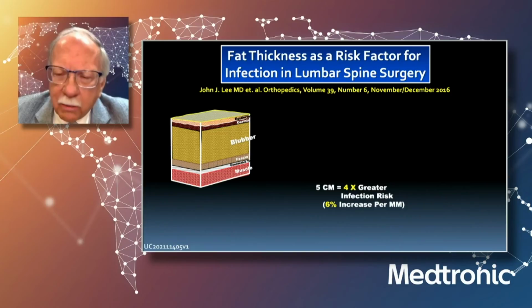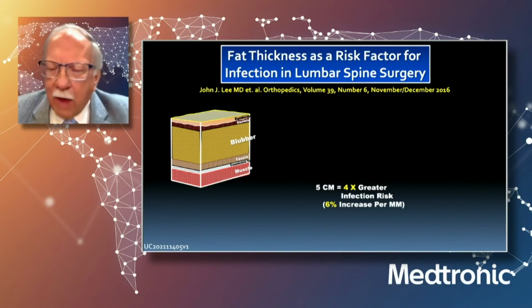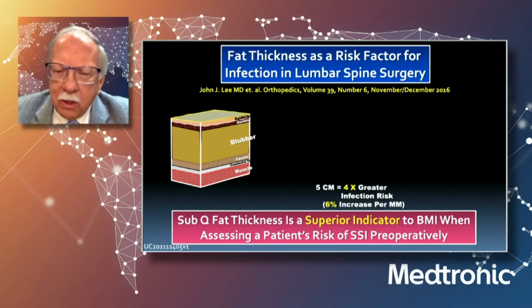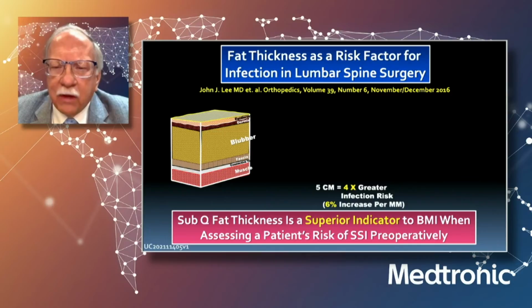So you want to pay attention and look at the patient's back, because a lot of times they may have a lot of centripetal fat on their abdomen, but in fact they may have a very thin back, and that will be beneficial. So the subcutaneous thickness on the back is a superior indicator to their BMI as far as developing a postoperative infection. Just another really good thing to look at.